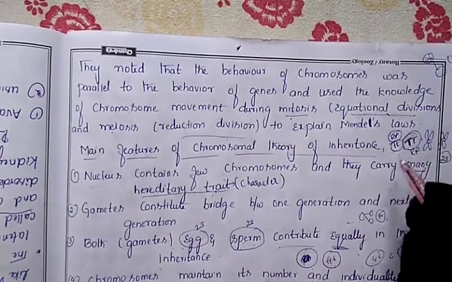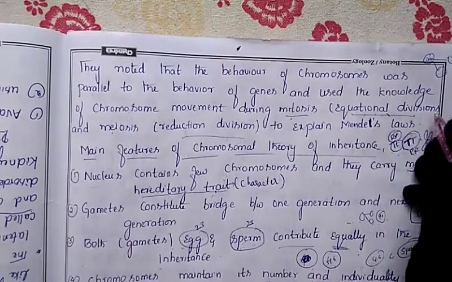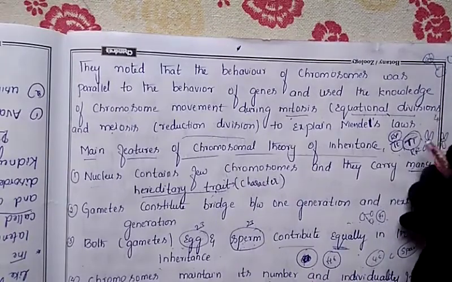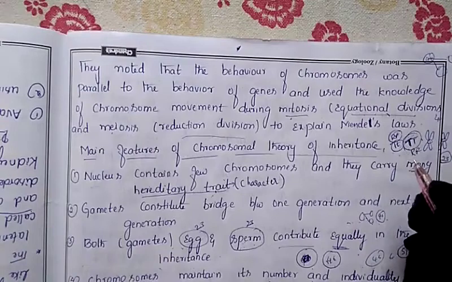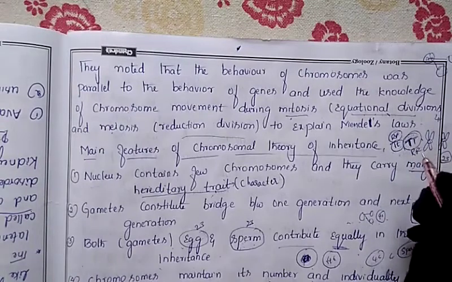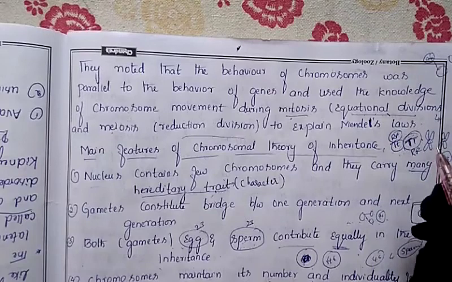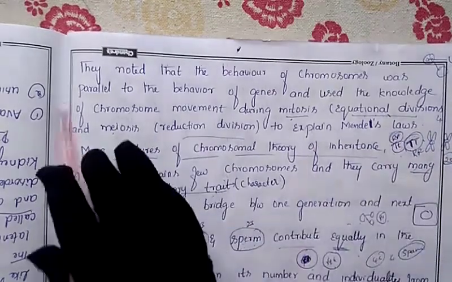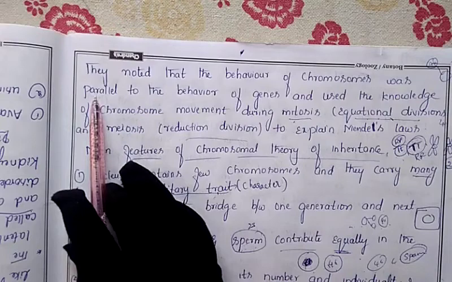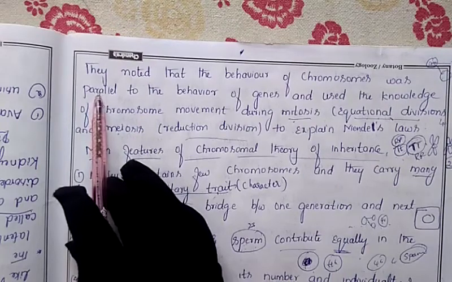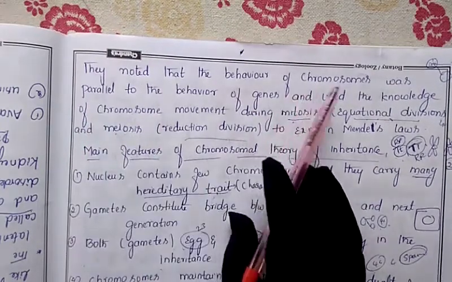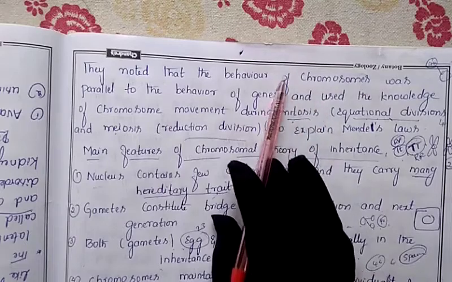In the same manner, chromosomes are also in a pairing manner. The 46 chromosomes are always in pairs, which means 23 pairs of chromosomes are present inside our body. Not only for this, but for every character, they found that the way the chromosomes behave, the genes also behave in the same manner.